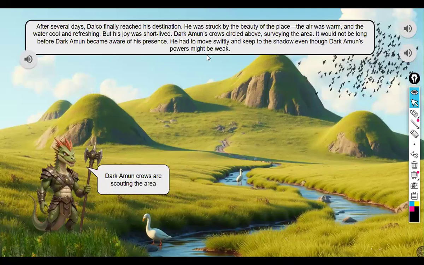After several days, Dalco finally reached his destination. He was struck by the beauty of the place. The air was warm and the water cool and refreshing. But his joy was short-lived. Dark Amon's crows circled above, surveying the area. It would not be long before Dark Amon became aware of his presence. He had to move swiftly and keep to the shadow even though Dark Amon's powers might be weak.